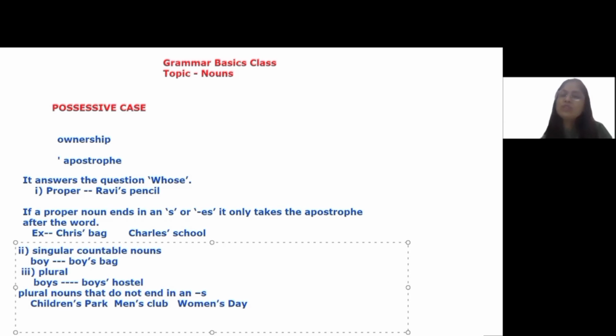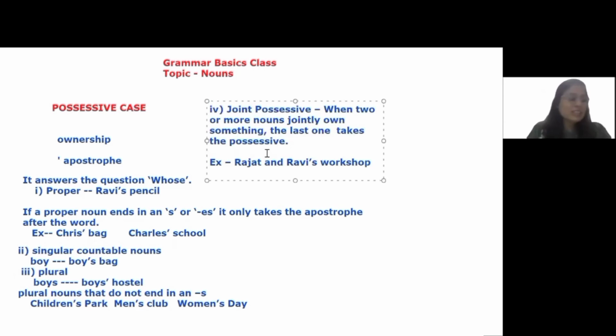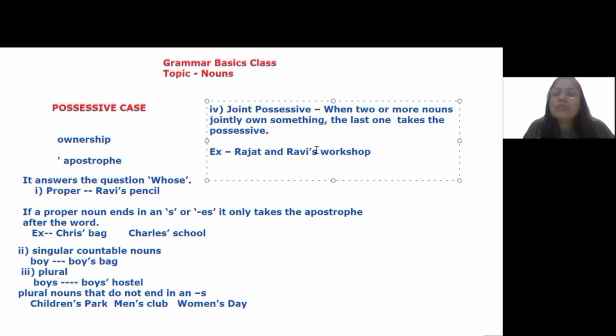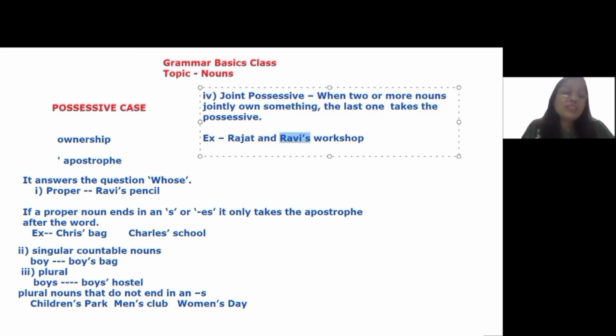Now, what if there are two people who jointly own something? When it is the case of something that two people own jointly, what do I do at that time? In that case, the last noun will take the possession. This is the grammar rule. Now that is easy. You have learned that rule.